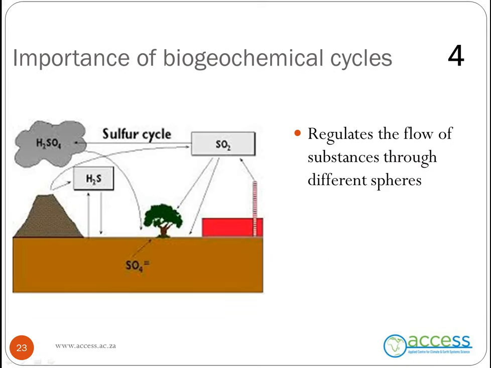Lastly, biogeochemical cycles regulate the flow of substances. Since the biogeochemical cycles pass through different spheres, the flow of elements is regulated because each sphere has a particular medium, and the rate at which elements flow is determined by the viscosity and density of the medium. Therefore, elements in the biogeochemical cycles flow at different rates within the cycle, and this regulates the flow of the elements in those cycles.